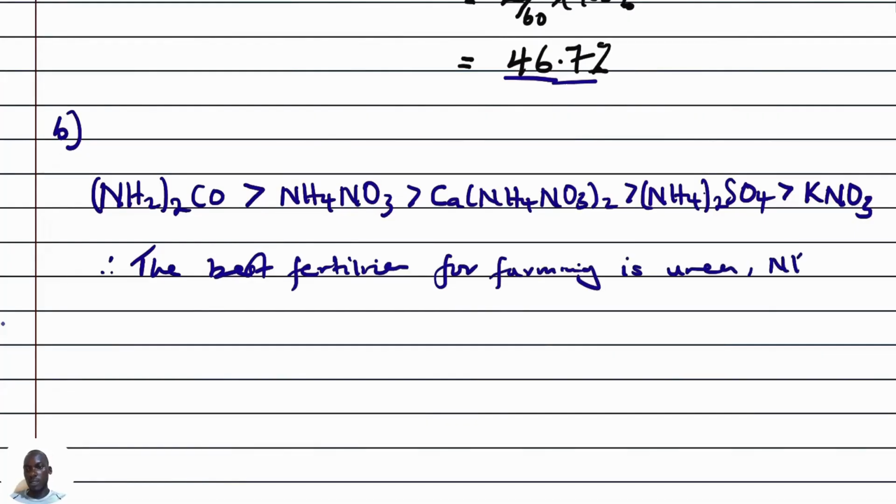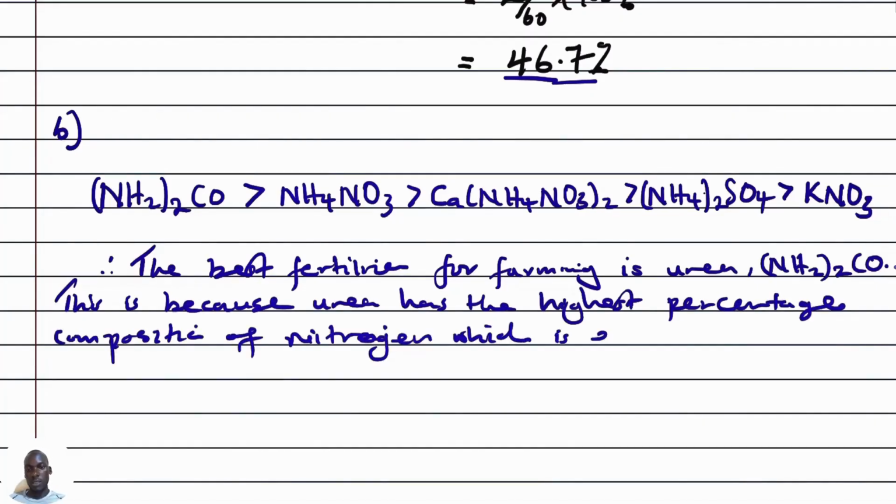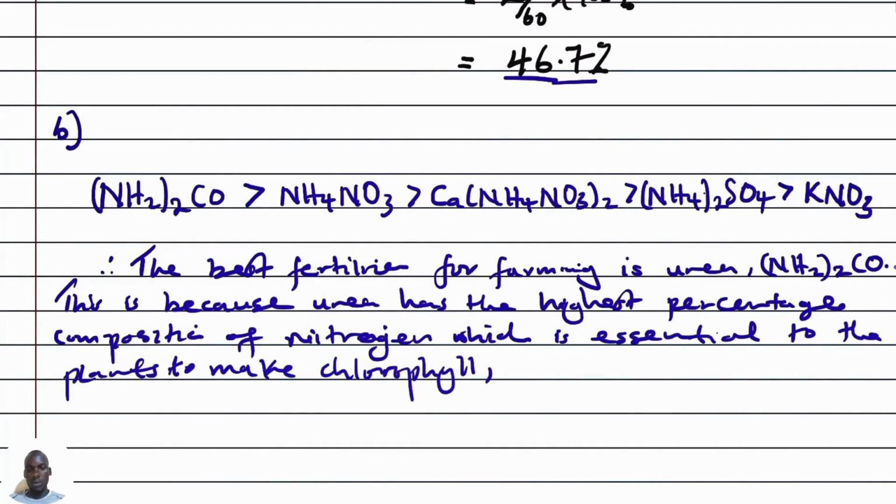The formula is this. We can now give a reason. This is because urea has the highest percentage composition of nitrogen, which is essential to the plants to make chlorophyll, and organic compounds like the plant's DNA and the proteins. So in other words, the nitrogen helps the plants to do well. That's why we have to choose the one having the highest percentage of nitrogen in it.